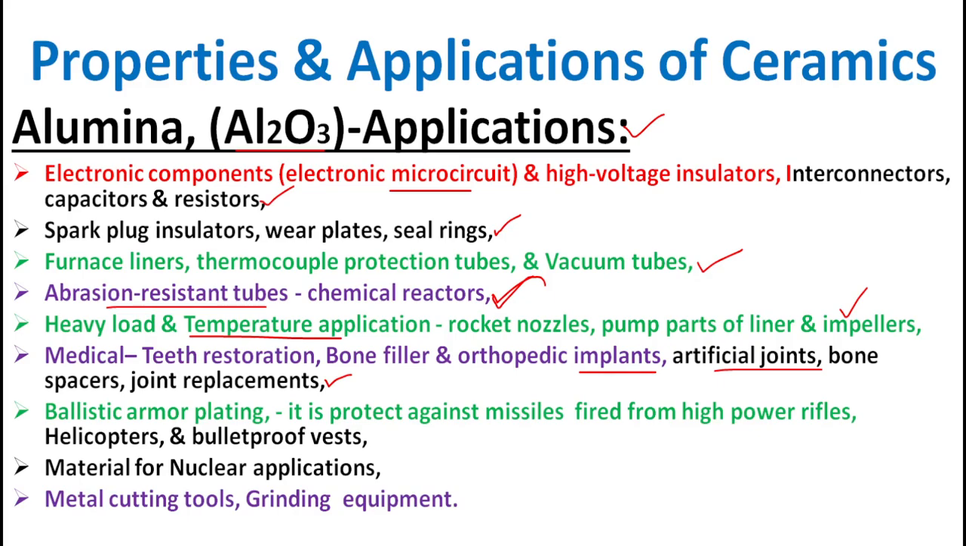Ballistic armor plating protects against missiles fired from high power rifles, and is used in helicopters and bulletproof vests. It is also used for nuclear application materials, metal cutting tools, grinding equipment and tool manufacturing. These are the applications of alumina.